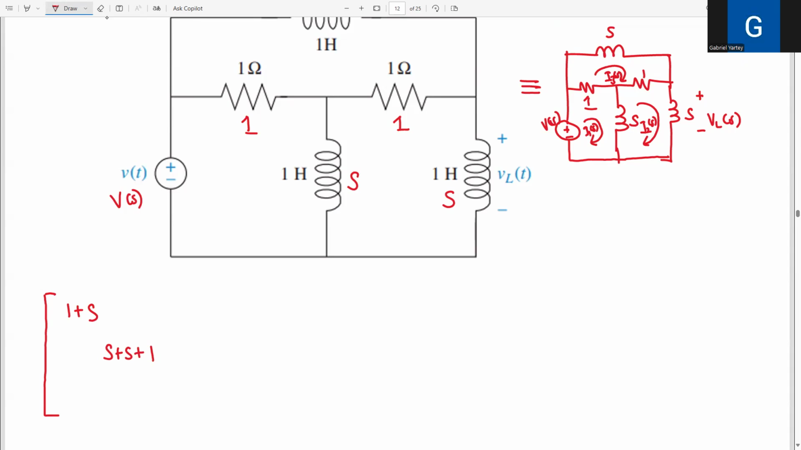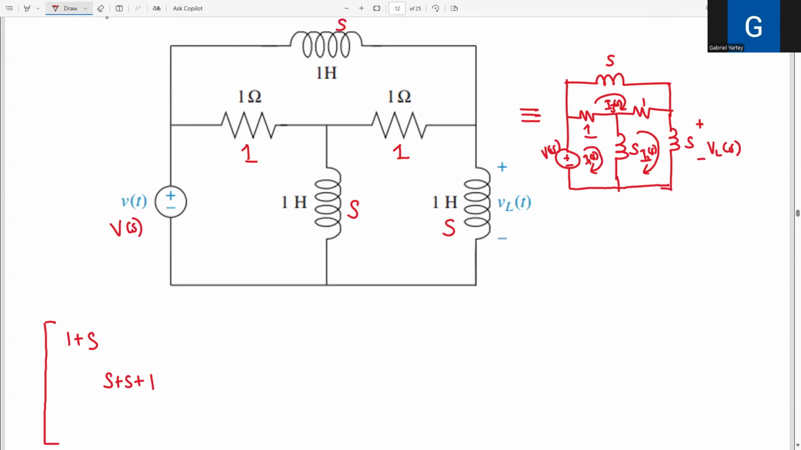And then the position index 3, 3, if I'm to find the impedances there, is going to be the summation of all the impedances in the third mesh, which is 1, 1, and then the S here. So it's going to give me 1 plus 1 plus S.